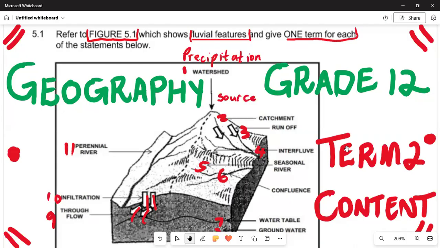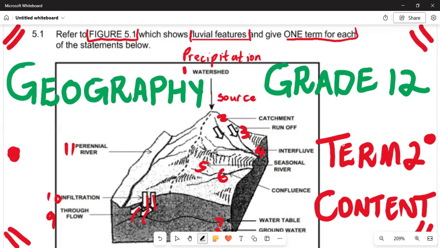And then today we are going to anticipate a continuation question. Remember that before, we have had the content coverage based on fluvial processes. So in this case, we are going to look at the river profile which is given. We can see that we are given a figure 5.1 below. They say, in figure 5.1, which shows fluvial features, give one term for each of the statements below.